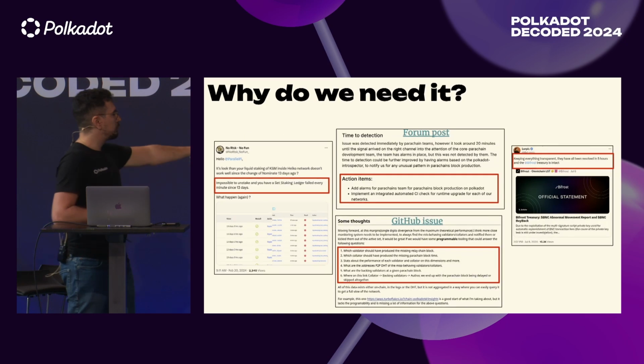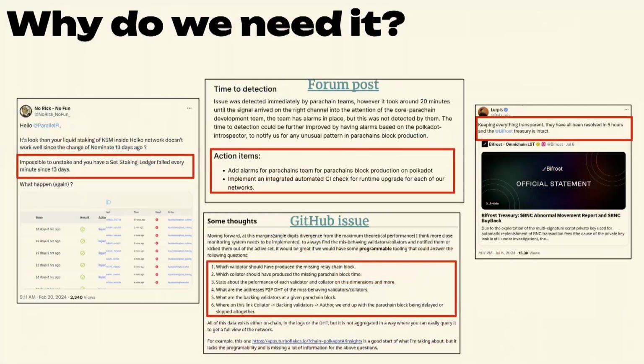These are examples that I put on screen for why we actually need this. On the left, you see that there was some issue in certain transactions, and it took 13 days to be detected. This is typically what analytical systems suffer from. You need to know what you're looking for to see that something is wrong, right? In the middle, these are forum posts and a GitHub issue where developers themselves express the need for systems that enable these sort of things.